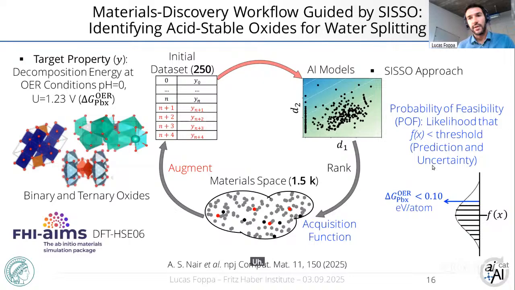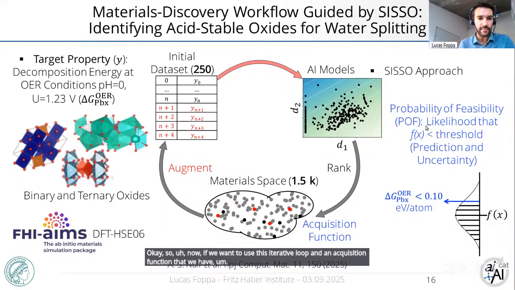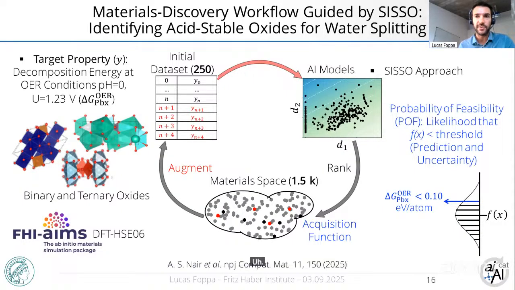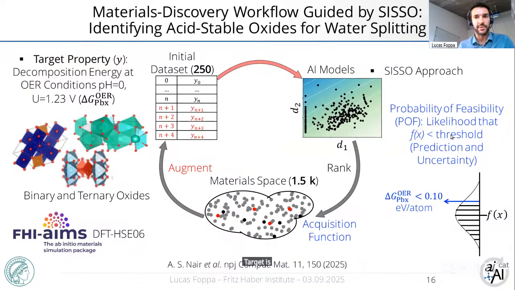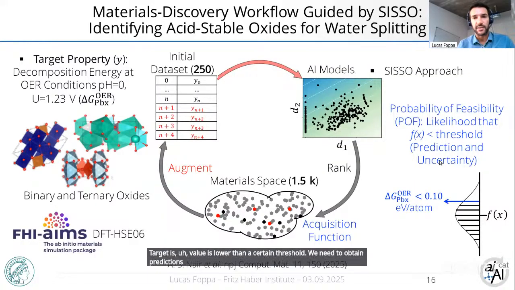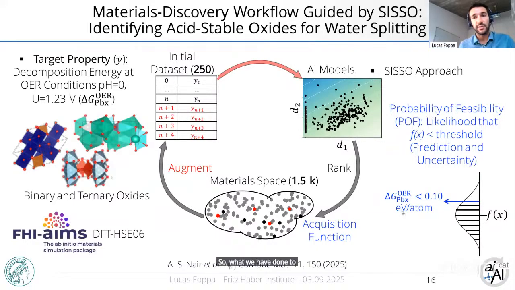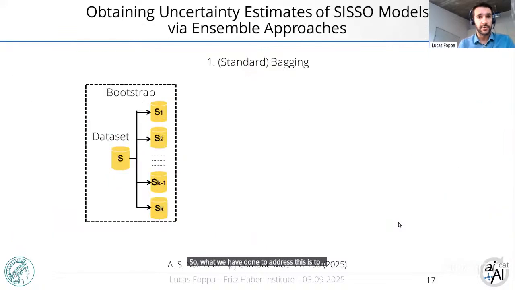Okay, so now if we want to use this iterative loop with an acquisition function, a probability of feasibility acquisition function, that measures the likelihood that the target value is lower than a certain threshold, we need to obtain predictions and uncertainty estimates of these SISSO models, which we don't get from this SISSO map here. So what we have done to address this is to create ensembles of SISSO models, and we use 3 different strategies for that.